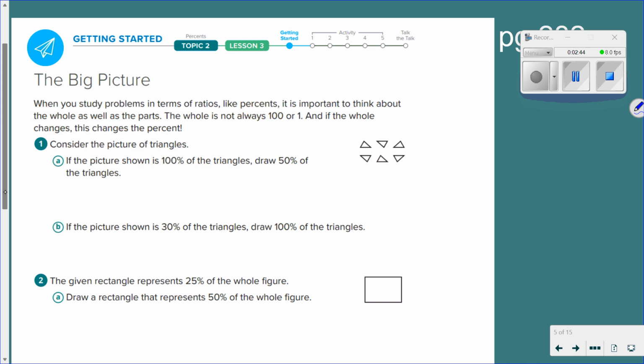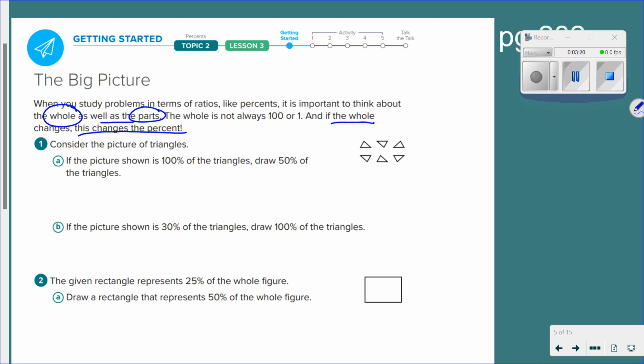All right, when you study problems in terms of ratios, like percent, it's important to think about the whole as well as the parts. The whole is not always 100. Every group you have does not have 100 things in it, right? I could have a whole group of something and it be 10, or a whole dozen eggs and it be 12. So the whole does not always have to be 100. Does that make sense? Okay. So if the whole changes, it also changes the percent. So that's what we need to keep in mind today.